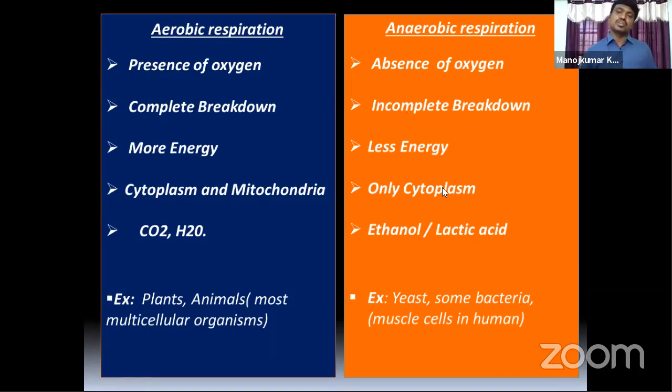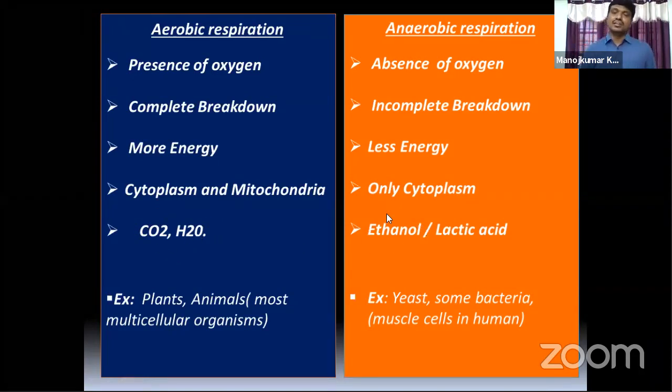Whereas in anaerobic respiration, the complete process of respiration occurs in the cytoplasm only. So here the mitochondria is not at all involved. Even the cell organelle mitochondria is usually absent here. So the products of aerobic respiration are carbon dioxide and water.